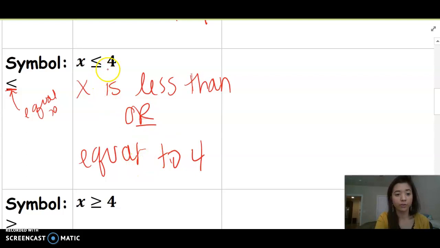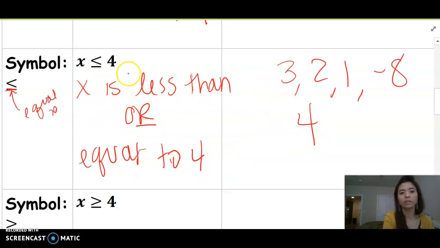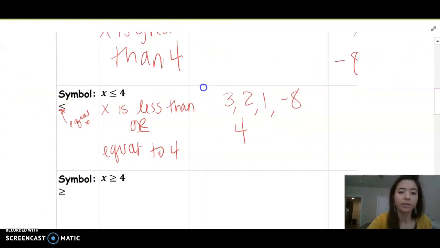So solutions for this one would be numbers that are less than 4, like 3, 2, 1, -8, or what number is equal to 4? 4. So again, if we read these in here, they will give you a true statement. 3 is less than or equal to 4. Yes, 3 is less than 4. 4 is less than or equal to 4. Yes, 4 is equal to 4.